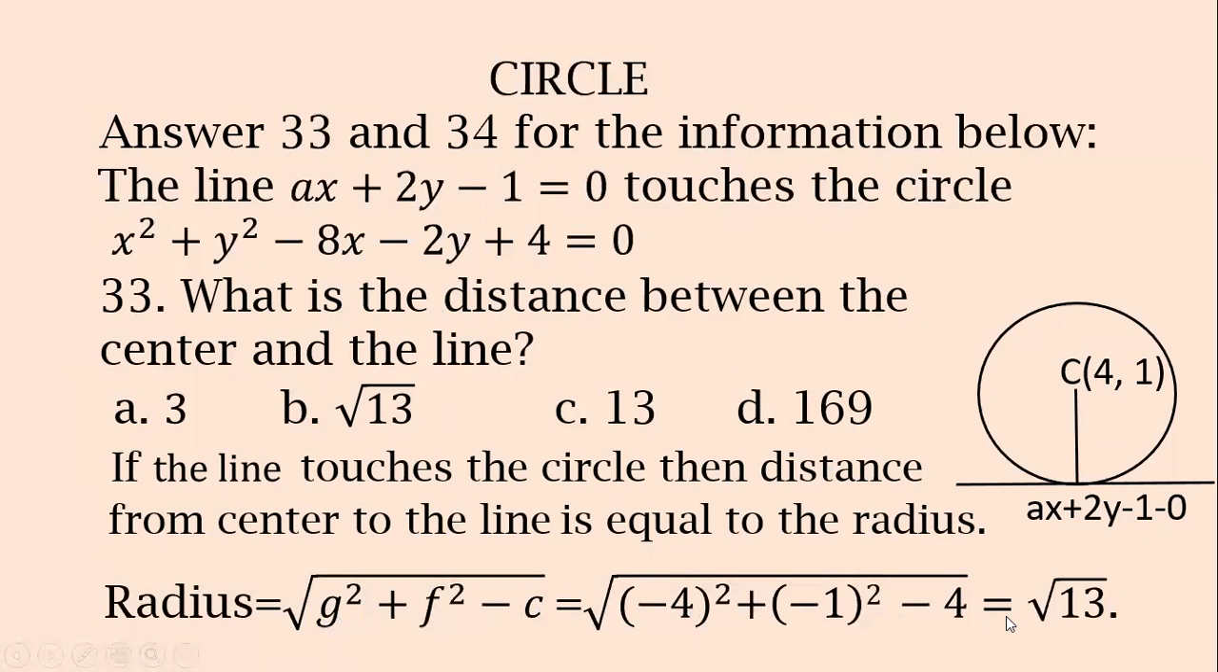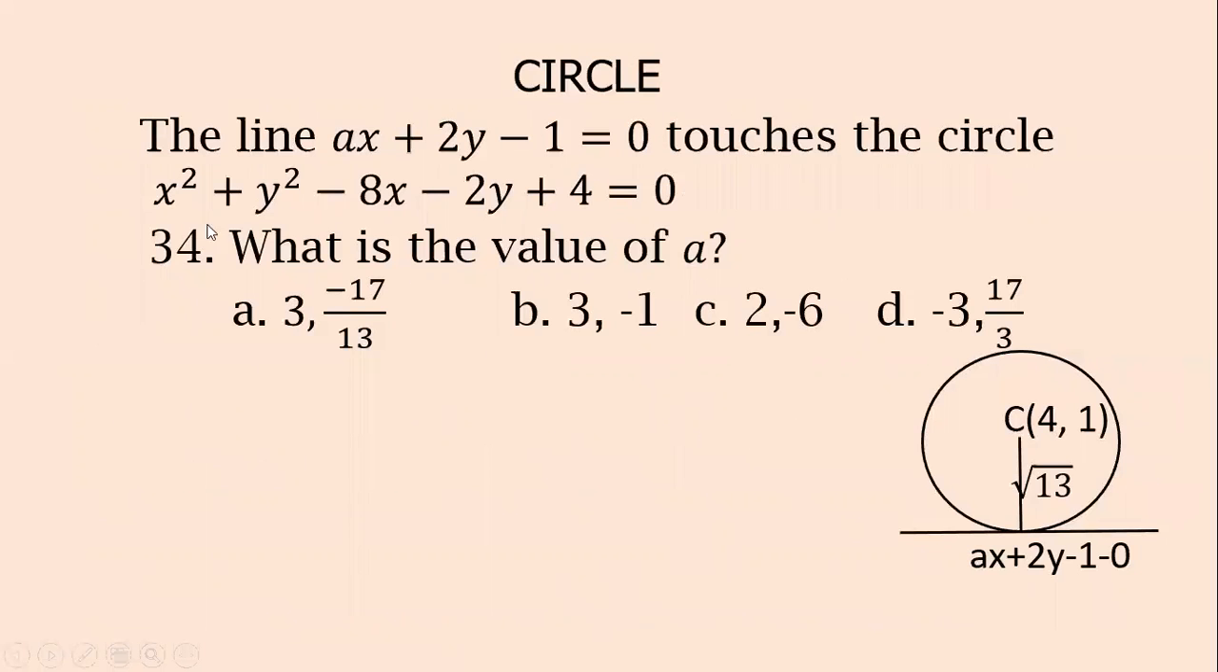Then it is equal to root over 13. So this is one. The next question: what is the value of a? You have to find the value of a of this equation. So as usual, the distance from (4, 1) to this straight line will be equal to root over 13.